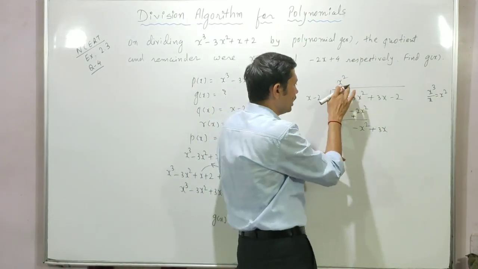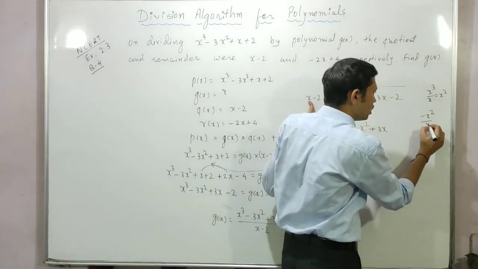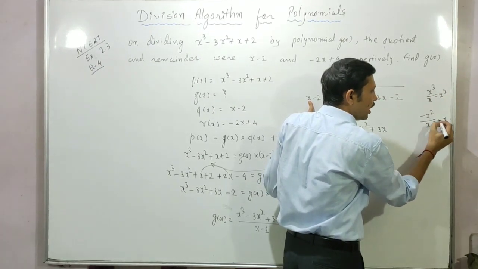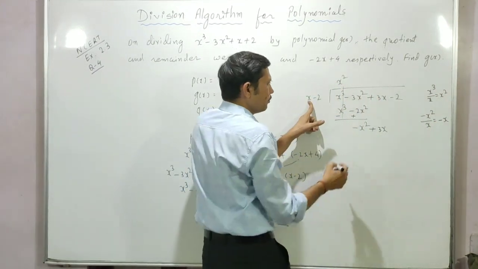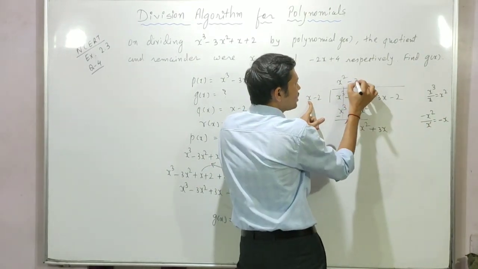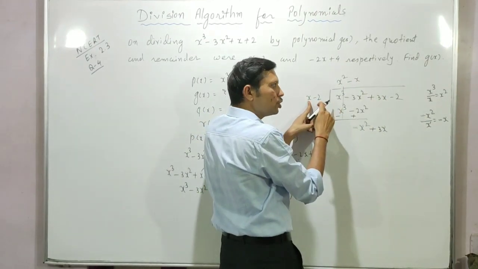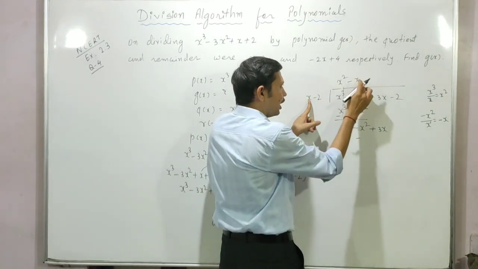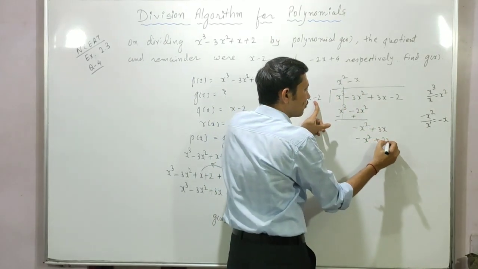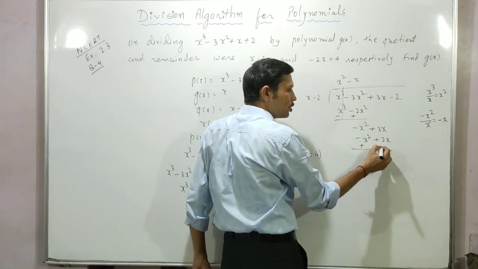Now for the second term of the quotient, the first term of the dividend should be divided by the first term of the divisor. X square divided by x leaves only 1x, with sign minus. From the 2, 1 power is subtracted, so 1 power is left, so minus x is the second term of our quotient. Now minus x should be multiplied with both the terms: minus x times x square gives minus x square, and minus x times minus 2 gives plus 2x. Now make the subtraction, for that we change the signs, minus becomes plus and plus becomes minus.